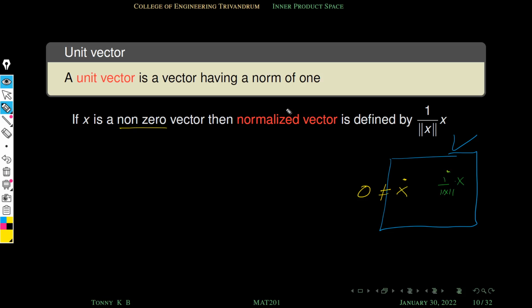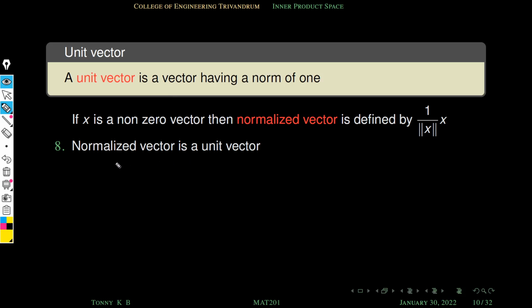Here, suppose norm x equals 1. Suppose x is a unit vector. Then what about the normalized vector? The normalized vector is the same as x because 1/norm x is 1. So if x is a unit vector, then the normalized vector is the same as the vector x itself.